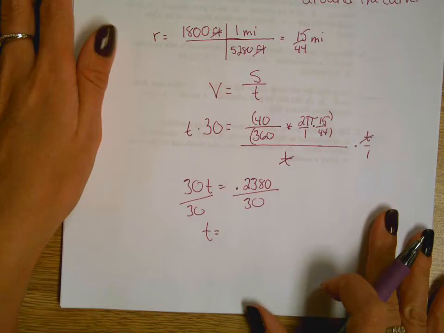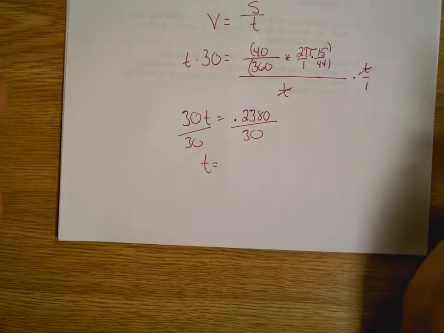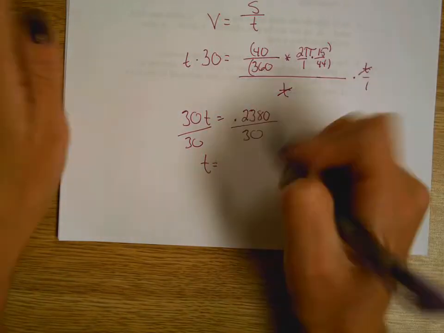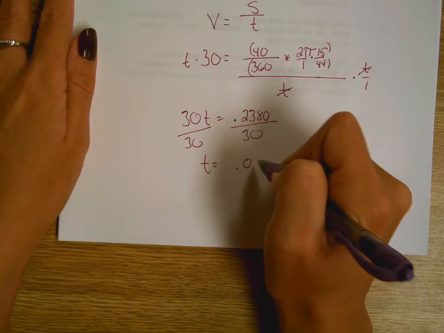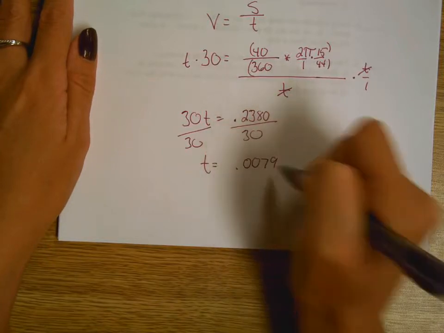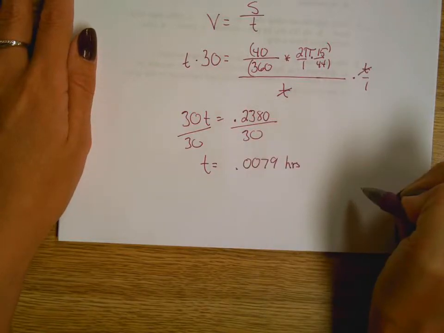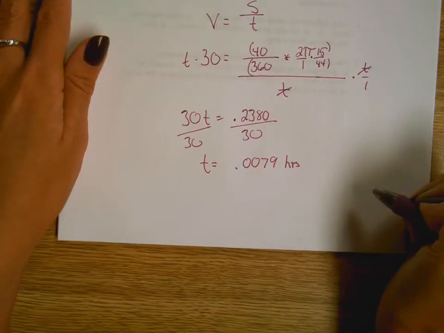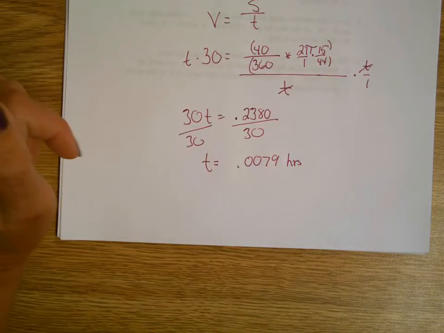Remember, this is going to be part of an hour. So an obnoxious number. How much of an hour is it? 0.0079. Hours. Okay, good. You generally got the 0.23.